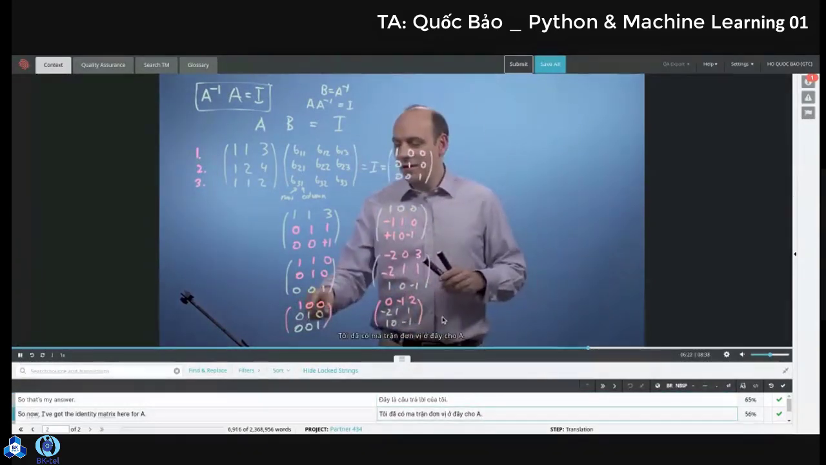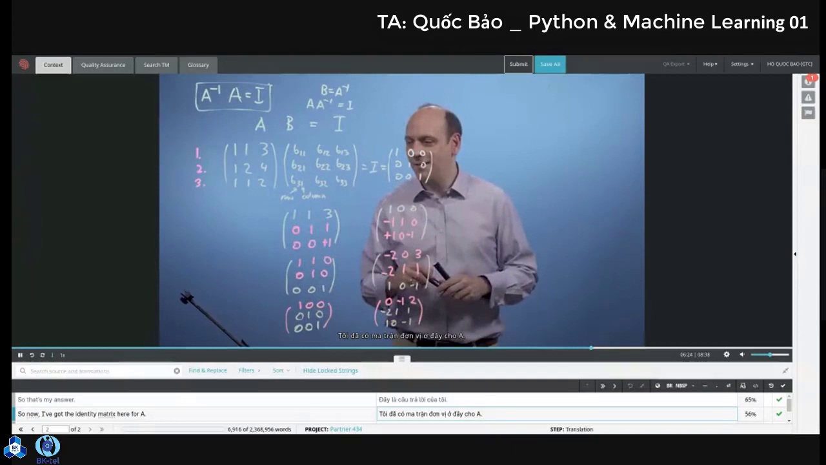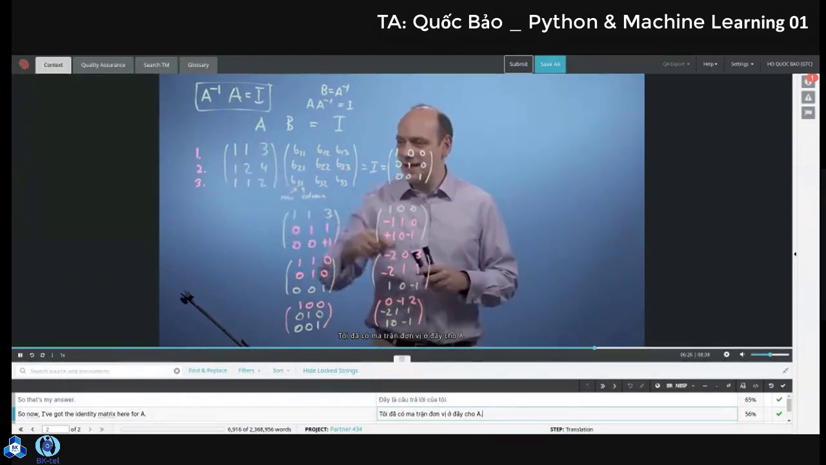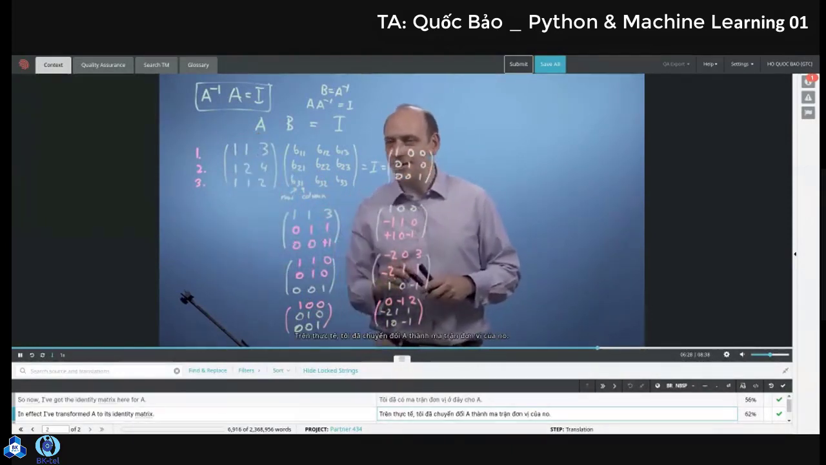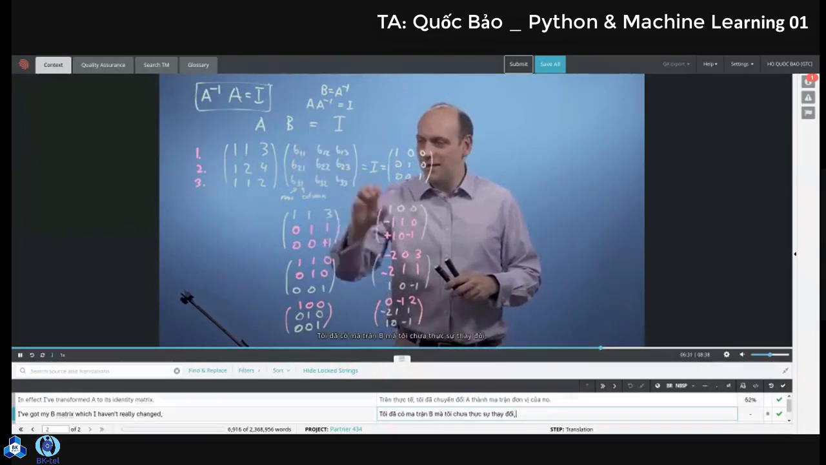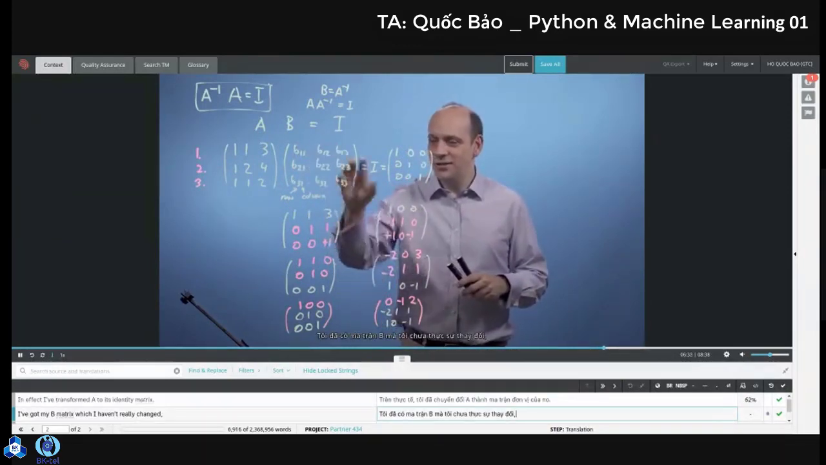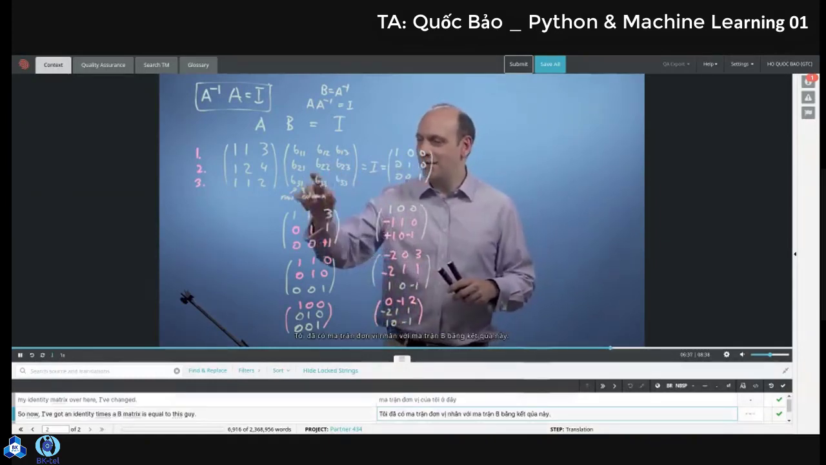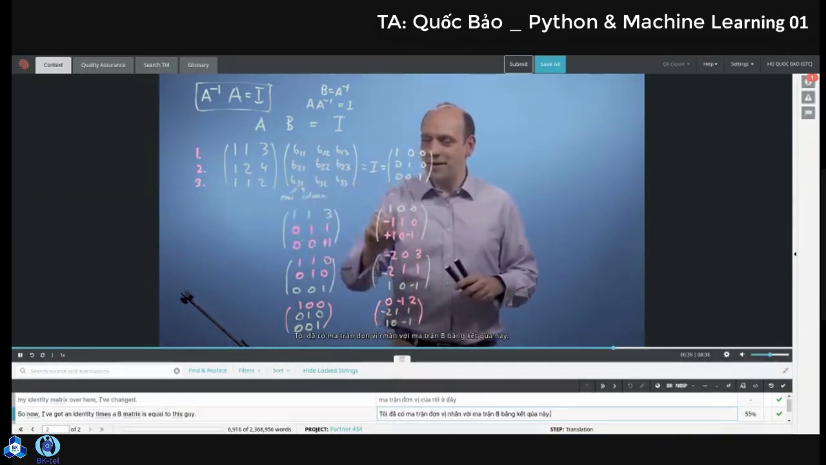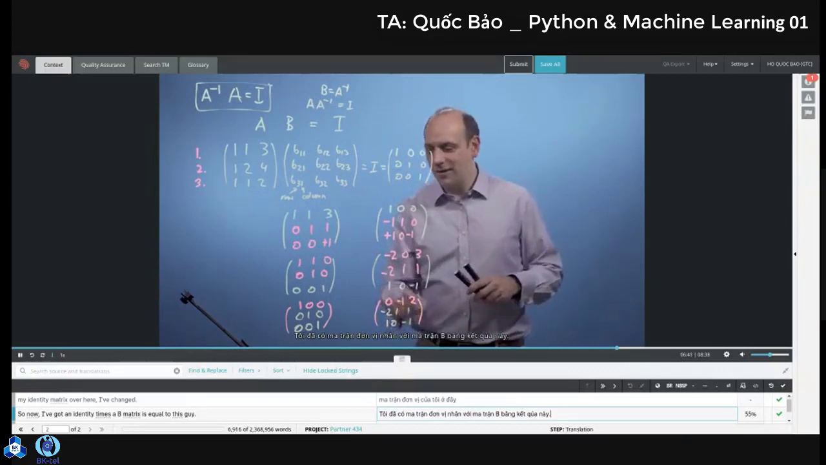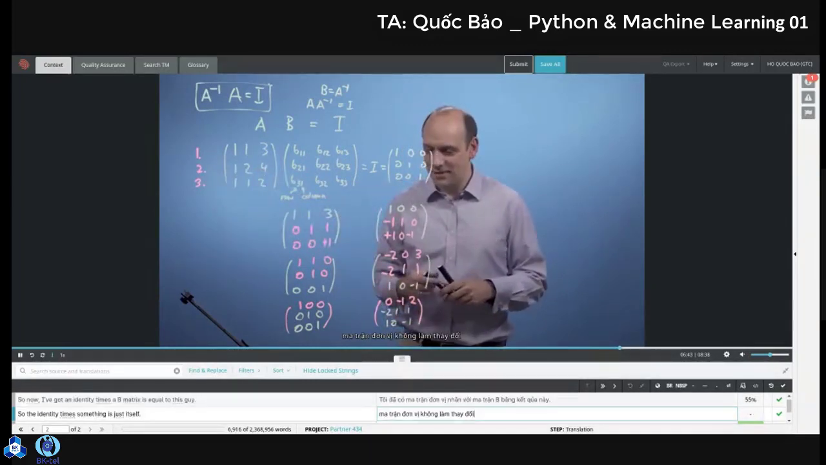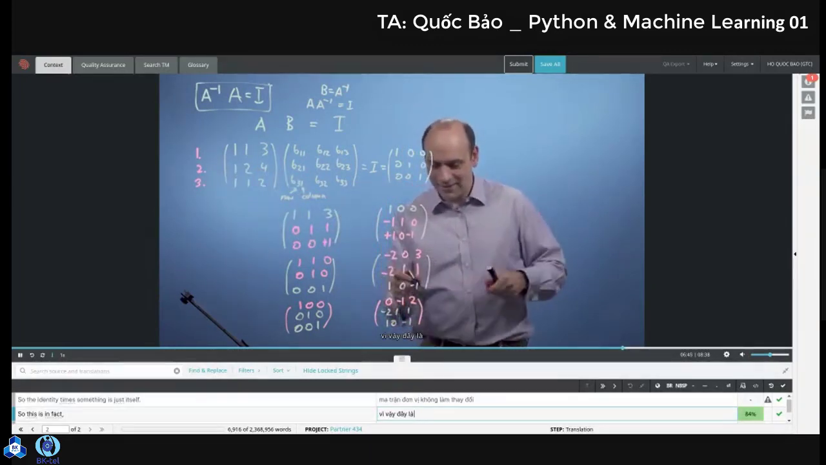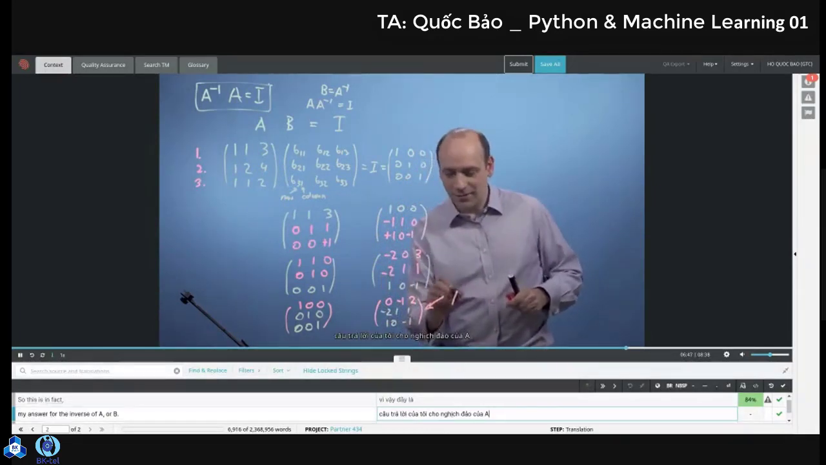So now I've got the identity matrix here for A, in effect. I've transformed A till it's the identity matrix. I've got my B matrix, which I haven't really changed, and my identity matrix over here I've changed. So now I've got an identity times a B matrix is equal to this guy. So the identity times something is just itself. So this is, in fact, my answer for the inverse of A, or B.